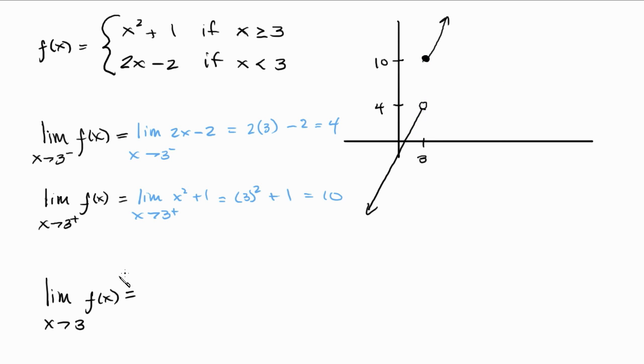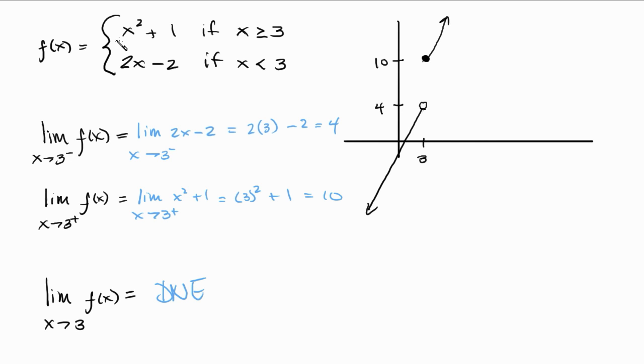Okay, so to answer this question now, you have to ask yourself, does the limit of this and the limit of this equal the same thing? And the answer is no. So in this case, the limit does not exist. While this one's going to 4, this one's going off to 10. These are completely different places. They don't go to the same spot. There's a big jump in here. So this would be an example of a limit that does not exist.